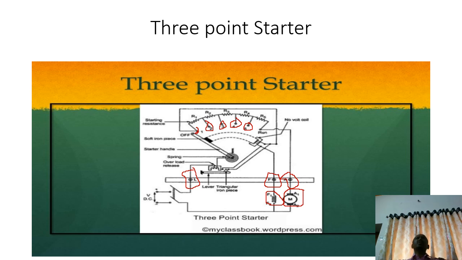The 3-point starter has many essential advantages: it avoids high current, protects the machine, and avoids damage. For that reason, we use a 3-point starter with DC shunt motors. It also has some difficulties. To avoid these difficulties, we connect another starter, which we are going to study: the 4-point starter.